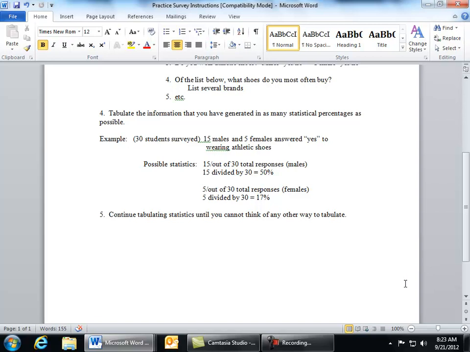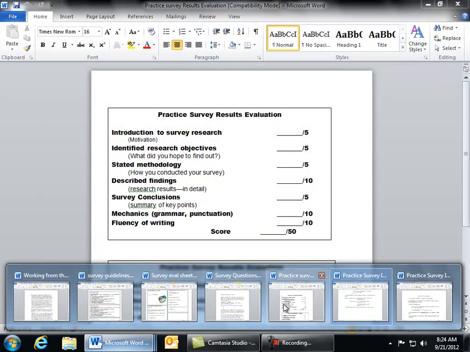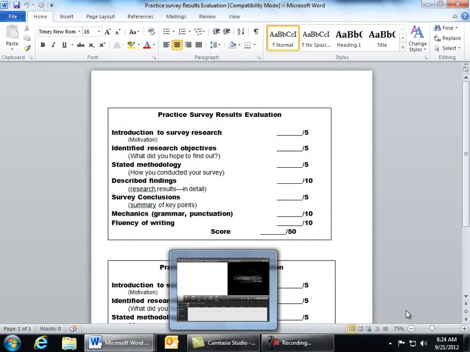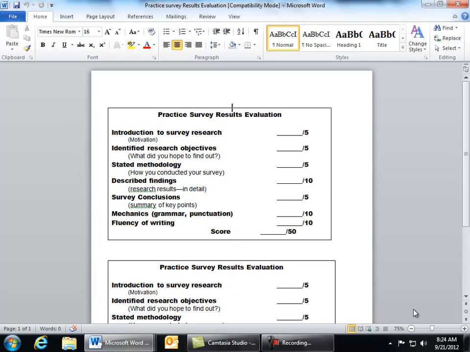So once your survey is tabulated, it's time to start writing. With a survey, you want to make sure that you answered all your different conclusions. Here's the evaluation that I'm going to be looking at. So I'm asking you to get to the end point before I tell you what a survey might look more like. In an introduction to survey research, I'm going to look for motivation. Why would people actually want to read about this? Why would you, as an author, want to write about this? Identify research objectives. What did you hope to find out? What is your key question that you would like to ask?